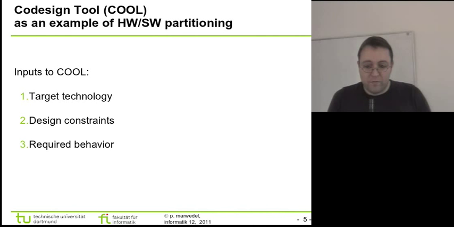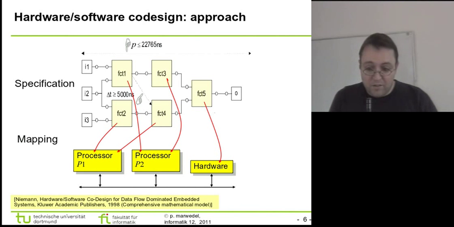One example for hardware-software partitioning is the so-called co-design tool COOL. As we've seen previously, the inputs to COOL are the required behavior, which is the third point on that list, the target technology we want to implement our hardware on, and the design constraints for our system we want to use to evaluate the design decisions. The approach is to start off with a behavioral specification. So you have some time constraint you have to fulfill, some inputs you provide to the system, some output you want to generate, and some functionality in between, which is dependent in some ways. And so we can deduce a mapping here.